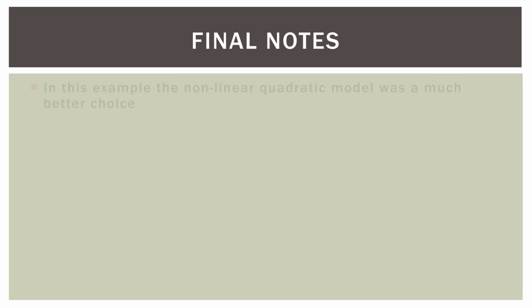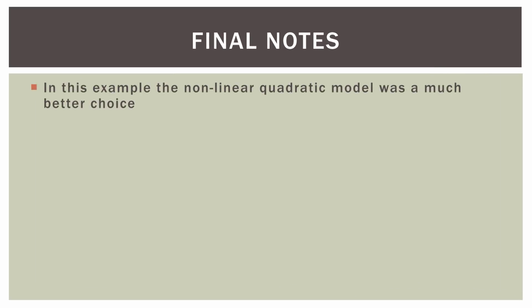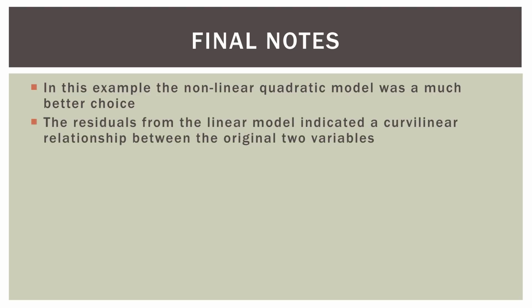So a few final notes. In this example, the nonlinear quadratic model was a much better choice. It fit the data better, the error was reduced, and it produced a nice set of residuals. The residuals from the linear model indicated a curvilinear relationship between the original two variables. That's a problem. We're trying to force data that is curvilinear into a linear pattern, and that can increase error and cause other problems in interpretation.